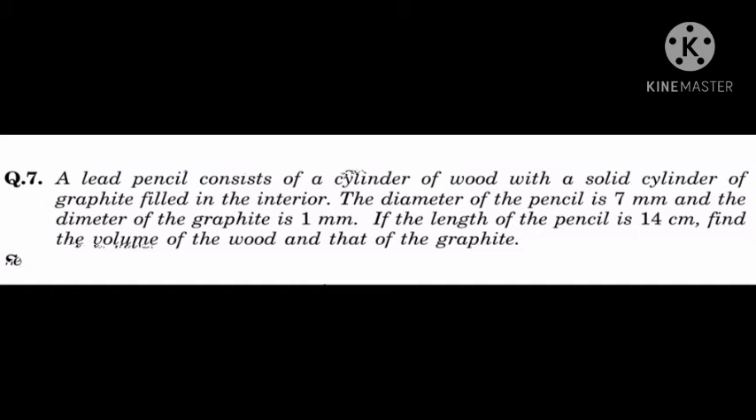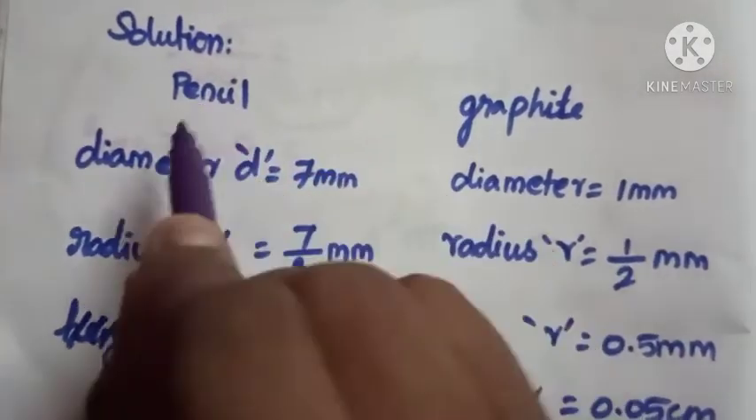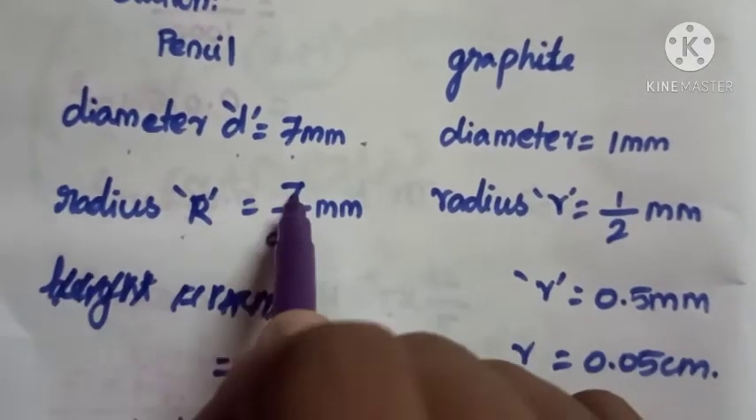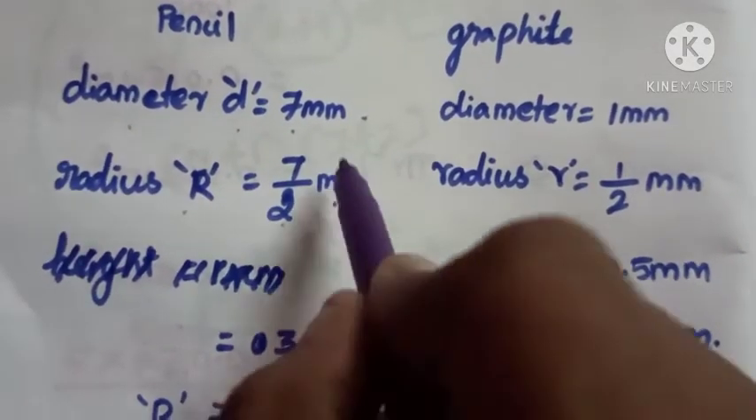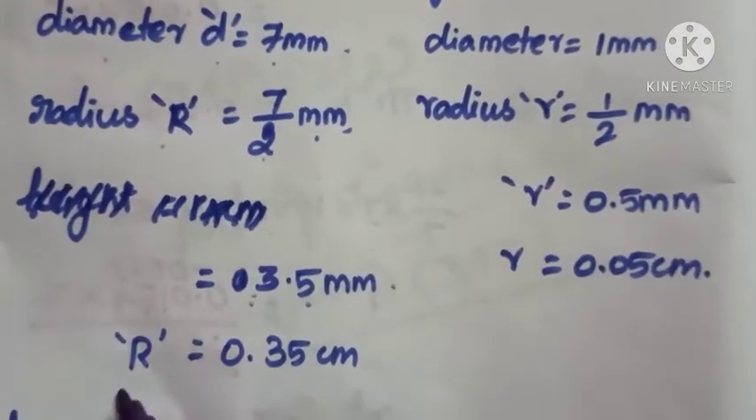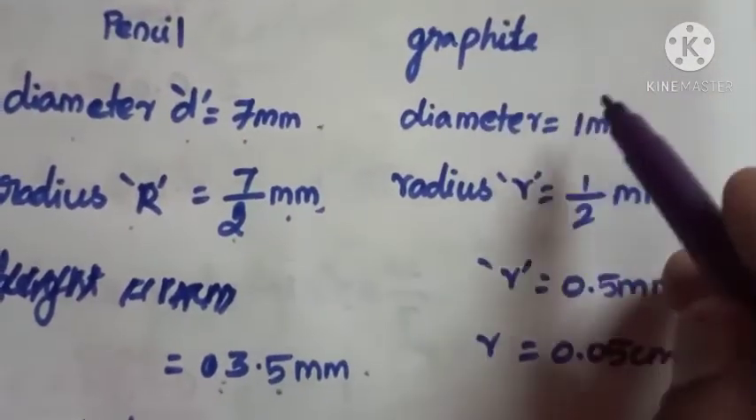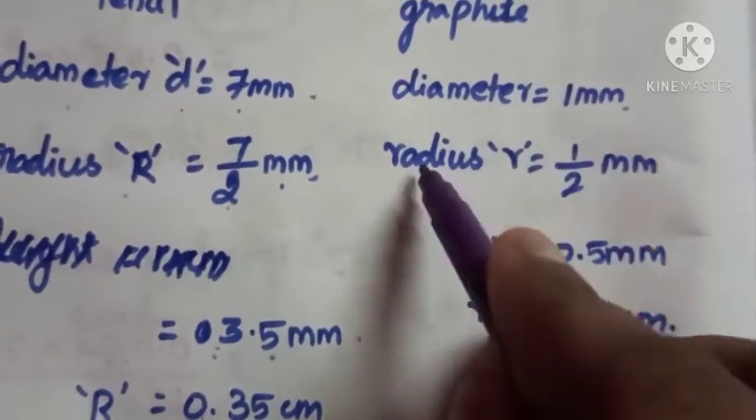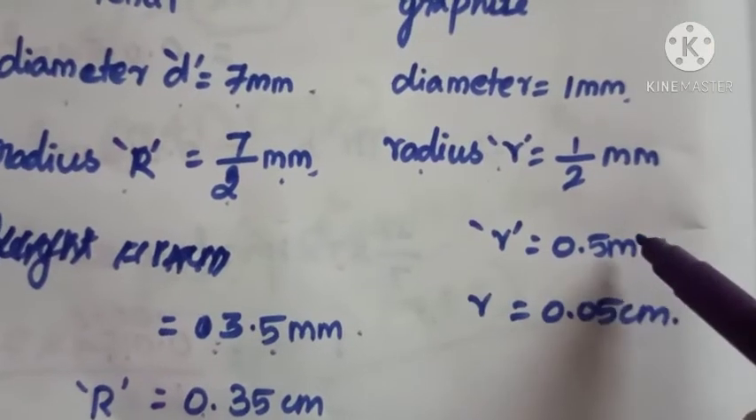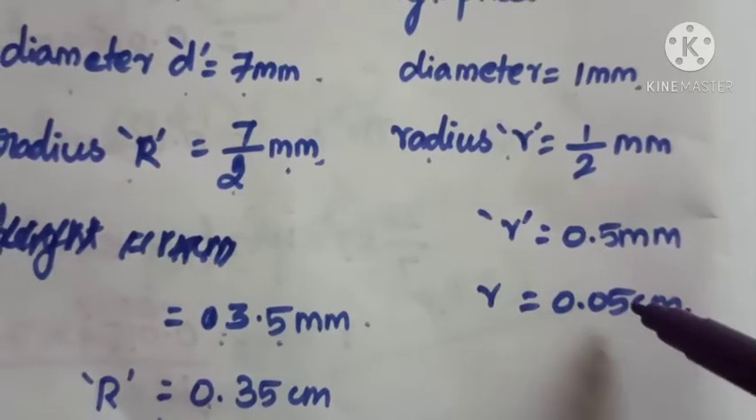Now we see the solution. I already explained the details regarding question number 7. The given values: pencil diameter d equal to 7 millimeter, radius r equal to 7 by 2 millimeter. Changing millimeter to centimeter, 3.5 millimeter, radius equal to 0.35 centimeter. In the same way, graphite diameter is 1 millimeter and radius is 1 by 2 millimeter, r equal to 0.5 millimeter. Now you divide by 10, it becomes centimeter. So radius r equal to 0.05 centimeter.